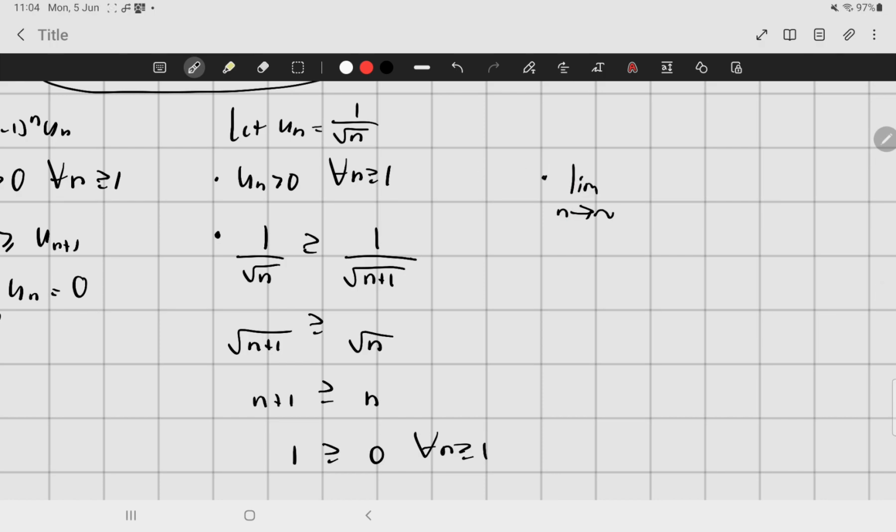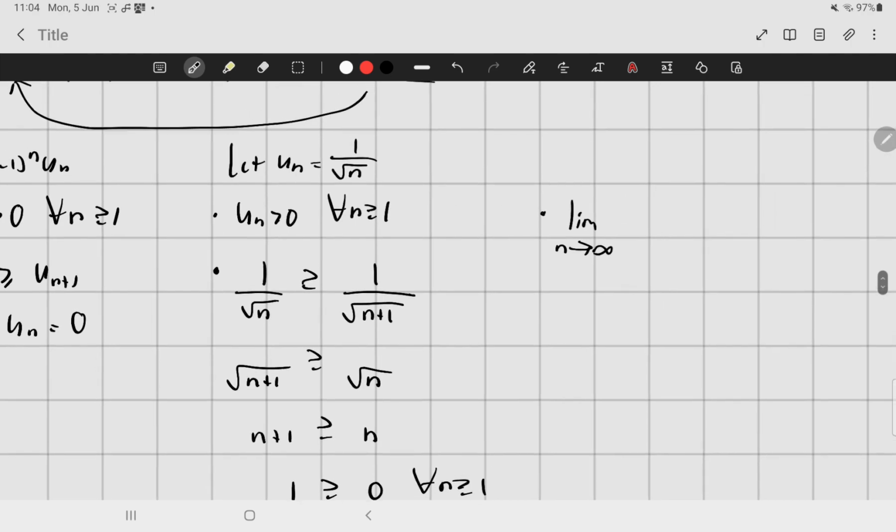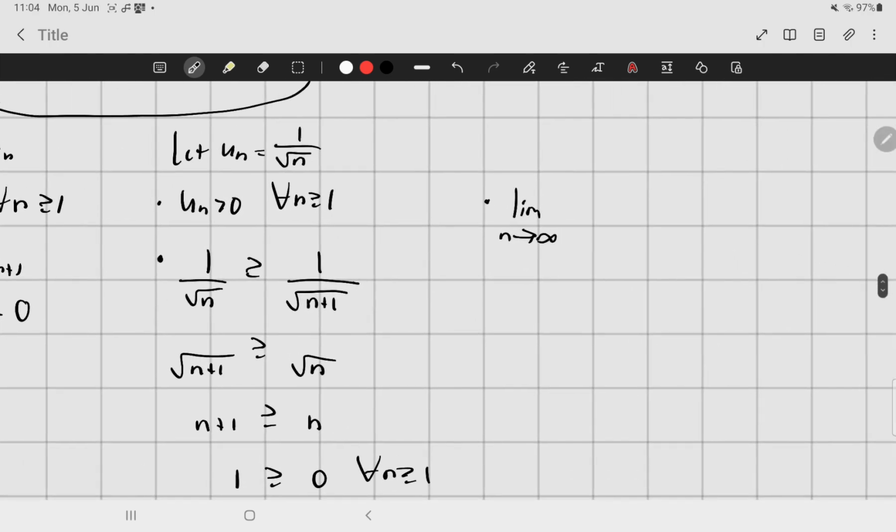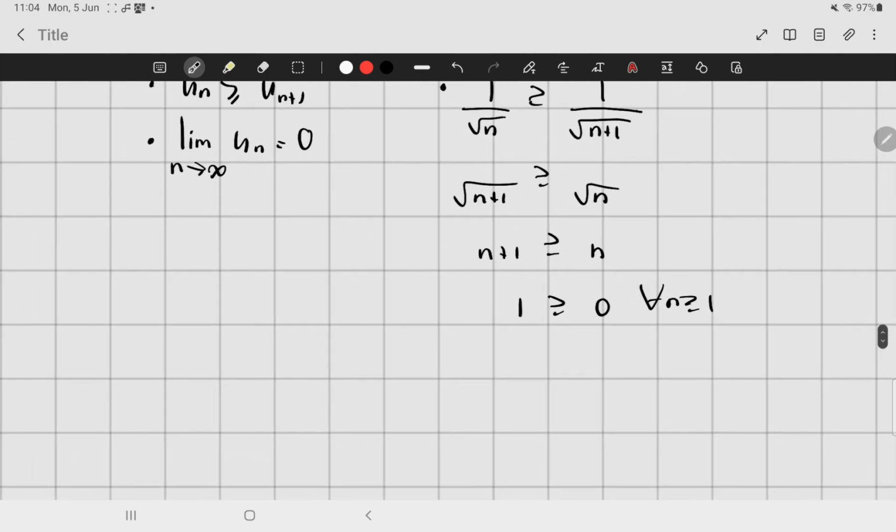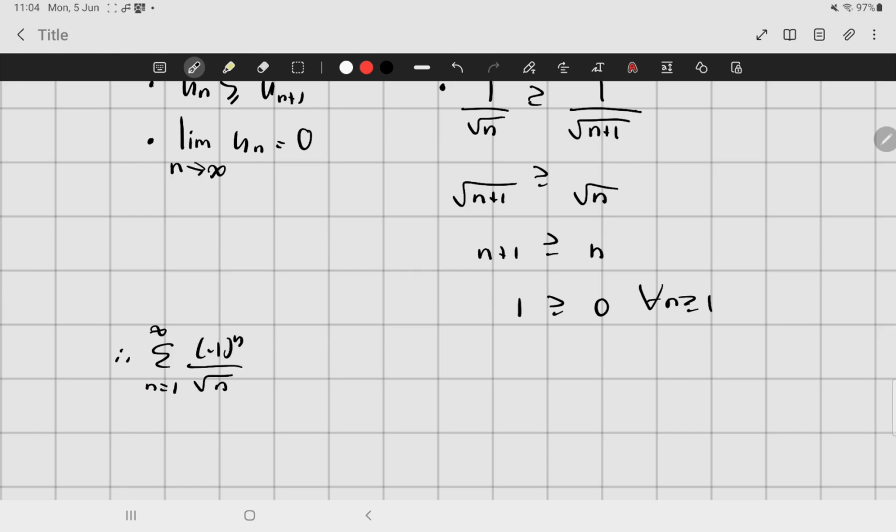So now the last one will be the limit. Now this is trivial. For calculus 1, we've learned how to evaluate the limit. We know that the denominator will be larger. As it becomes larger, the whole term will be approaching 0, so that is true. Therefore, this alternating series converges.